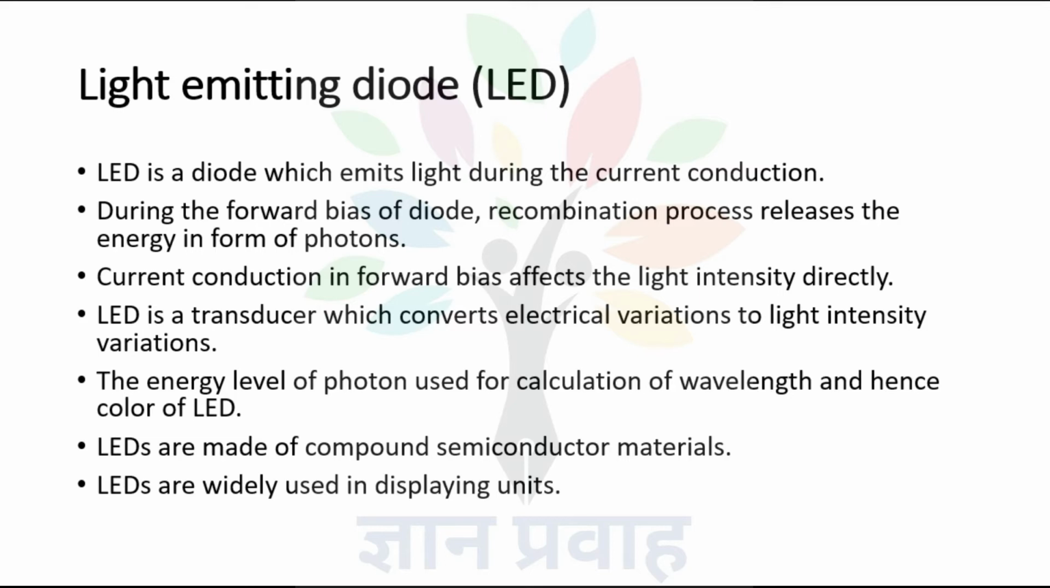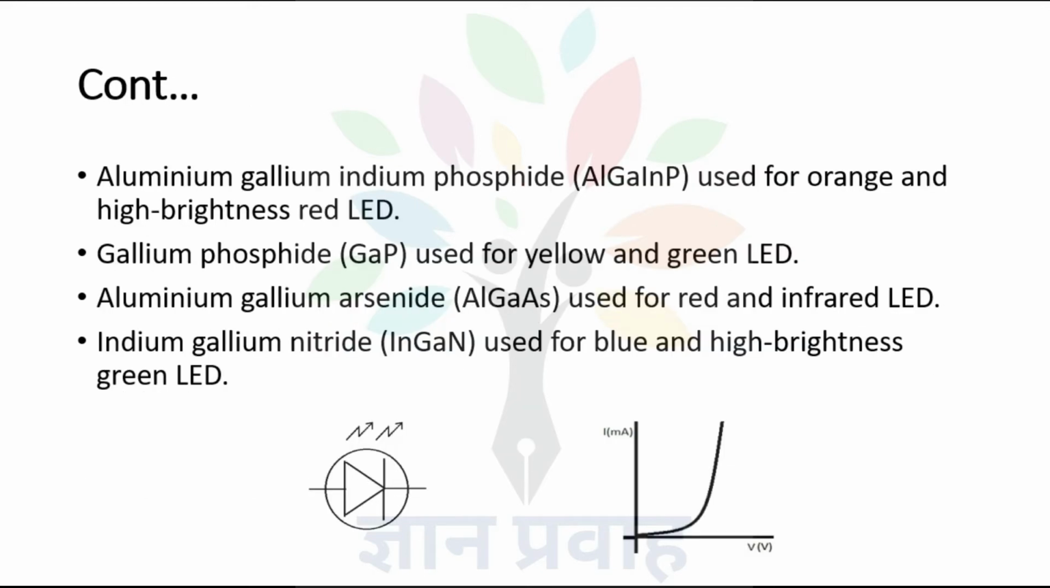Different color LEDs are available in the market and it depends on the type of material used for making the PN junction diode, such as aluminium gallium indium phosphide or AlGaInP. This material is used for orange and high brightness red LED.